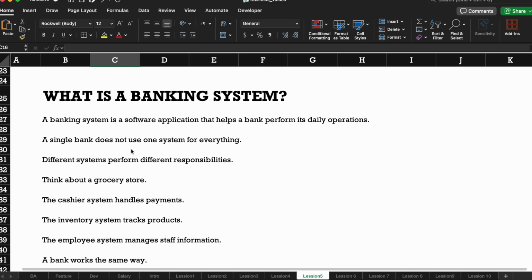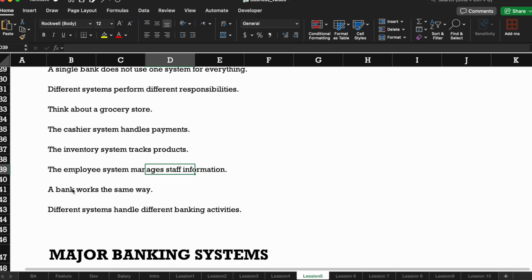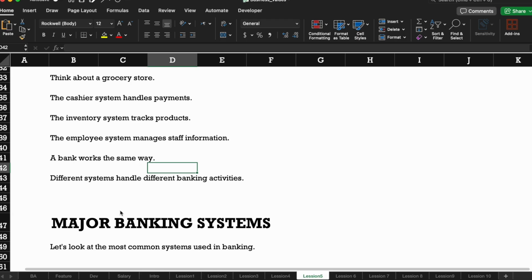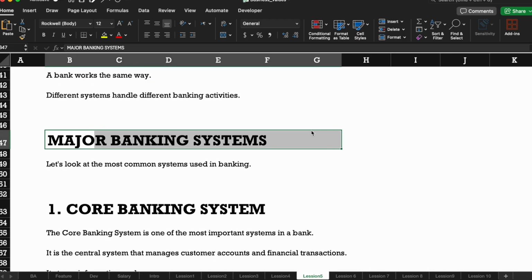What is a banking system? A banking system is a software application that helps banks perform their daily operations. A single bank does not use one system for everything. Different systems perform different responsibilities. Think about your grocery store. A cashier system handles payment. An inventory system tracks products. An employee system manages staff information. A bank works the same way. So different systems handle different banking activities. Major banking systems: let's look at the most common systems used in banking.